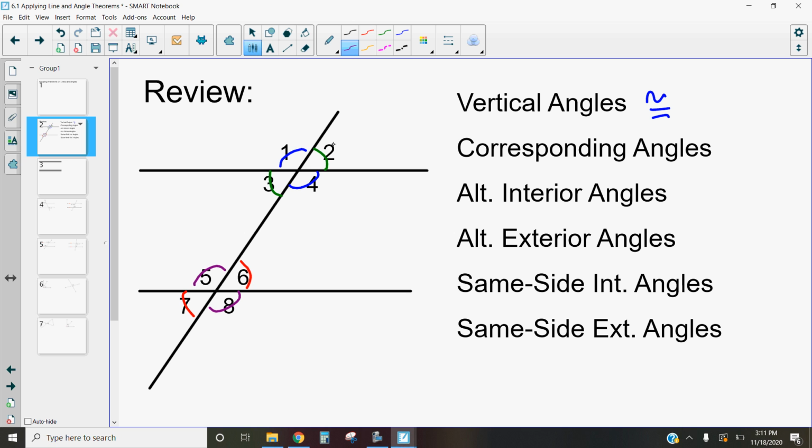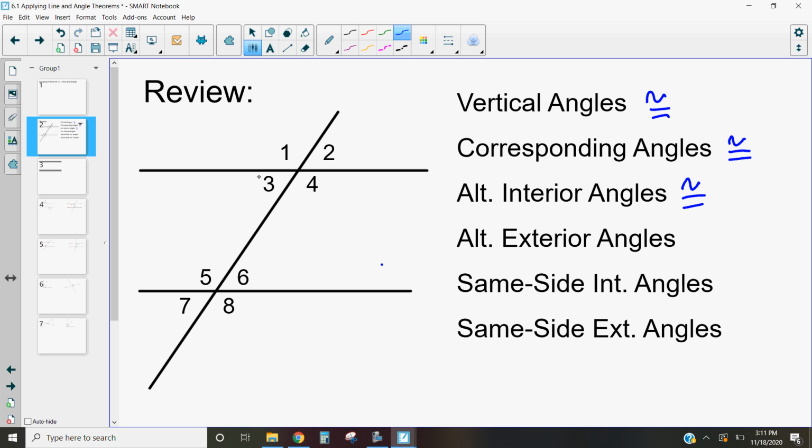Next, let's take a look at our corresponding angles. Corresponding angles are also congruent, and they are corresponding if they're on the same side of the transversal and on the same side of their parallel line. So, for example, angle 1 and angle 5 are corresponding, 2 and 6, 3 and 7, and 4 and 8. So again, they're always congruent to each other. Okay, let's take a look at our next one here, alternate interior angles.